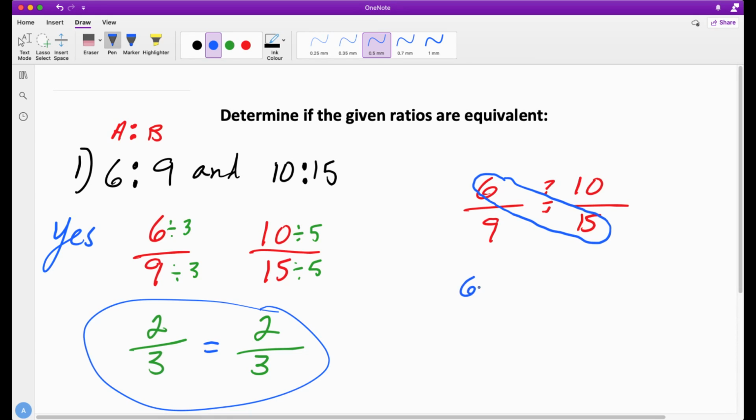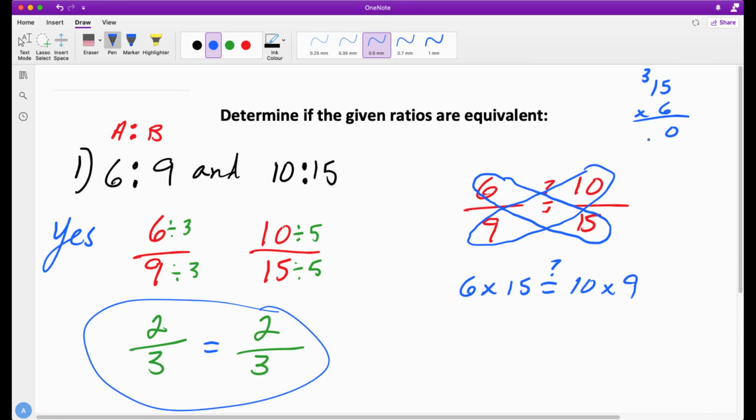So we can rewrite it as 6 times 15, and then we're seeing, does it equal the other numerator times the other denominator? So 10 times 9. Well, 6 times 15, so 15 times 6, in case you don't know, 6 times 5 is 30. So we carry a 3. 6 times 1 plus 3 is 9, so 90. So 6 times 15 is 90. And 10 times 9 is also 90.